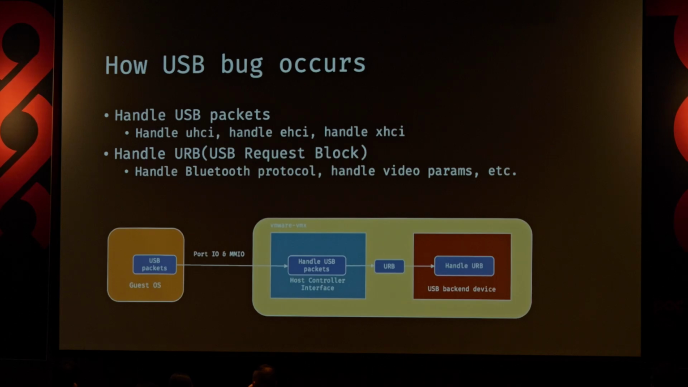As is well known, vulnerabilities often arise where data is processed. In the USB workflow we just described, there are two primary points where data handling occurs, and thus where bugs are most likely to hide. First, the USB controller itself, which parses the raw USB packet sent by the guest OS. Second, the USB backend devices, which consume the URBs generated by the controller and interpret higher-level protocols, such as parsing Bluetooth commands, decoding video parameters, or handling smart card data. These two layers, controller parsing and backend protocol interpretation, are prime targets for security research.